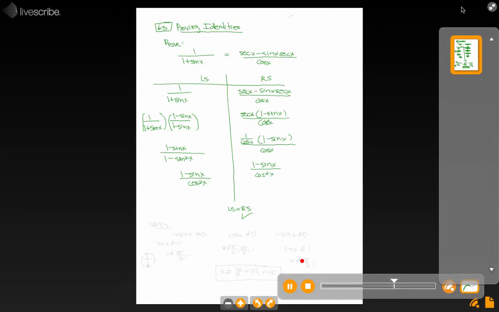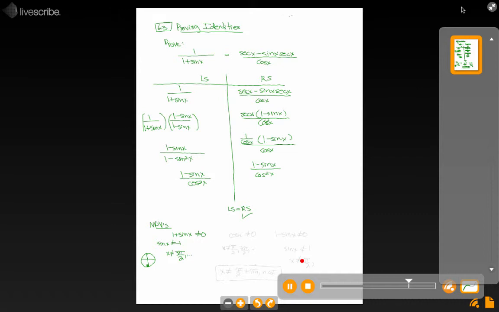If they did ask us for non-permissible values in a question like this, or restrictions on the variable, I would need to look again at any denominator that I have and make sure none of those denominators are equal to zero. So in other words, what would make 1 plus sine x equal to zero is if sine x equals negative 1. And so I look at my unit circle and I say, well, that only happens down here at x equals 3 pi over 2. So x cannot equal 3 pi over 2, and then any 2 pi after that.